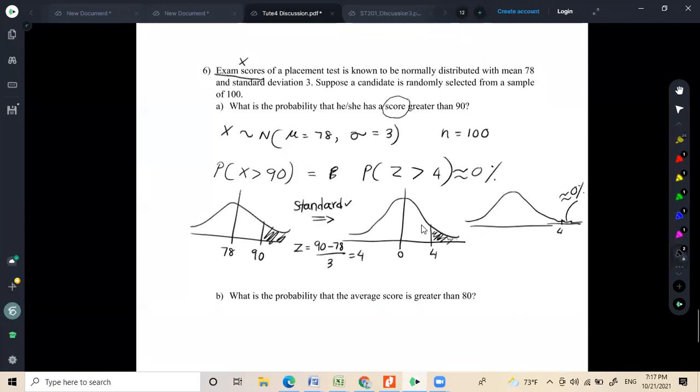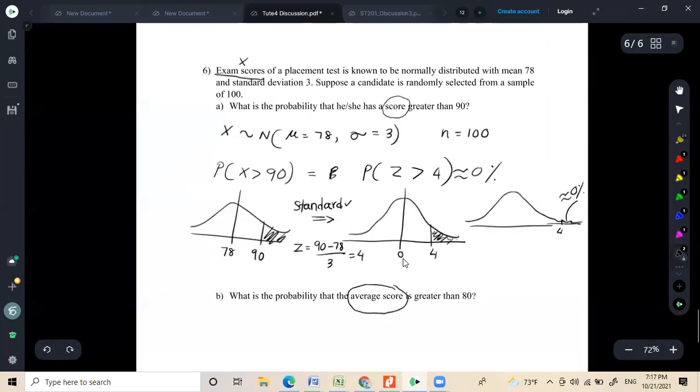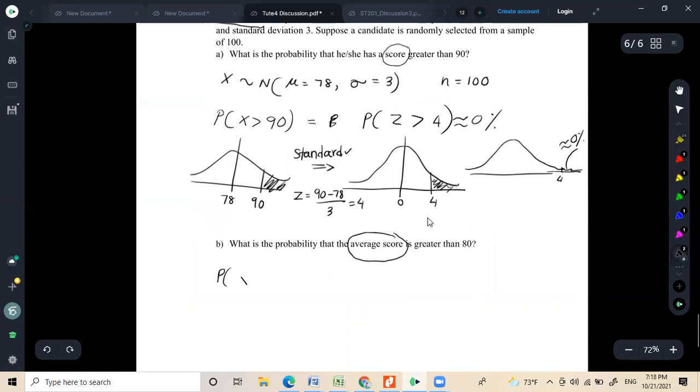Now the next question is, what is the probability that the average score is greater than 80? Not the score, but the average score. Can you see the difference between part A and part B? Part A is the score. You select a student randomly and the probability that the score is greater than 90. But in part B, it is the average score. So what is that? Probability that X bar is greater than 80. See, it is different. X greater than 90 and X bar greater than 80. X and X bar, those are two different things.